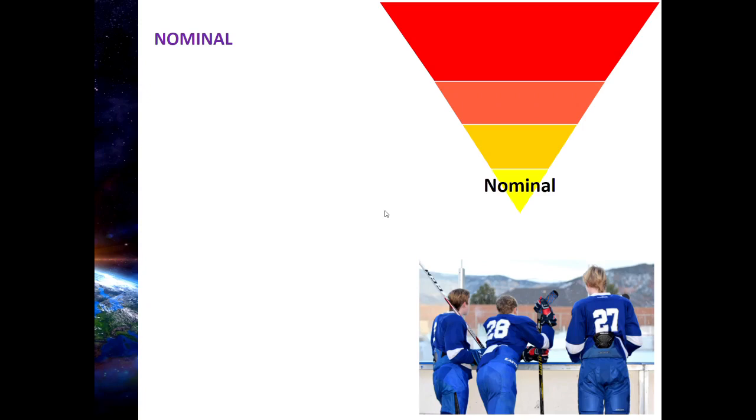And I'm using this picture because you'll notice, well, you can't see his number. He's number 8, 28, and 27. These numbers actually fall on a nominal scale. So let's understand why.